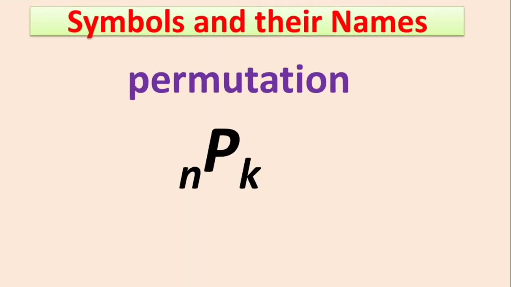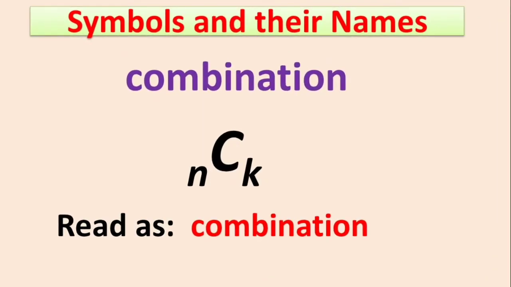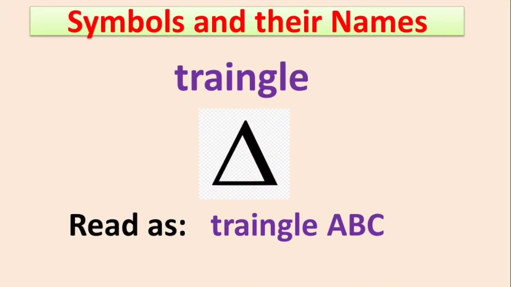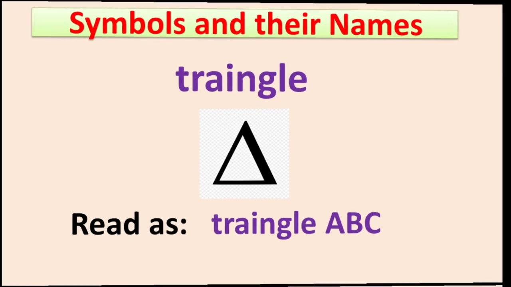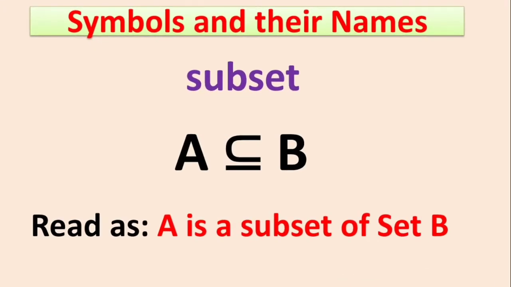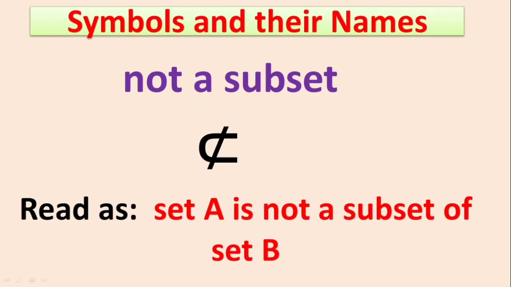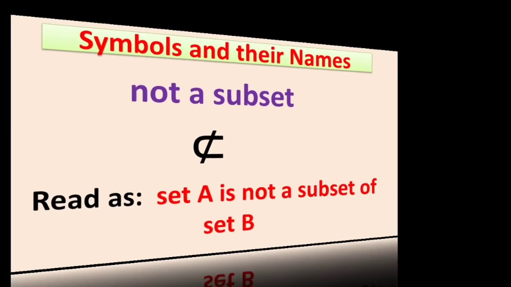Moving forward in this list, we have symbol of permutation. Then this is the symbol of combination. Read as combination. Then this is symbol same as delta. It is of triangle. For example, triangle ABC. Moving further, we have this symbol. It is of subset. It is read as A is subset of B. Then after that, we have this symbol. It is of not a subset. For example, A is not a subset of B.